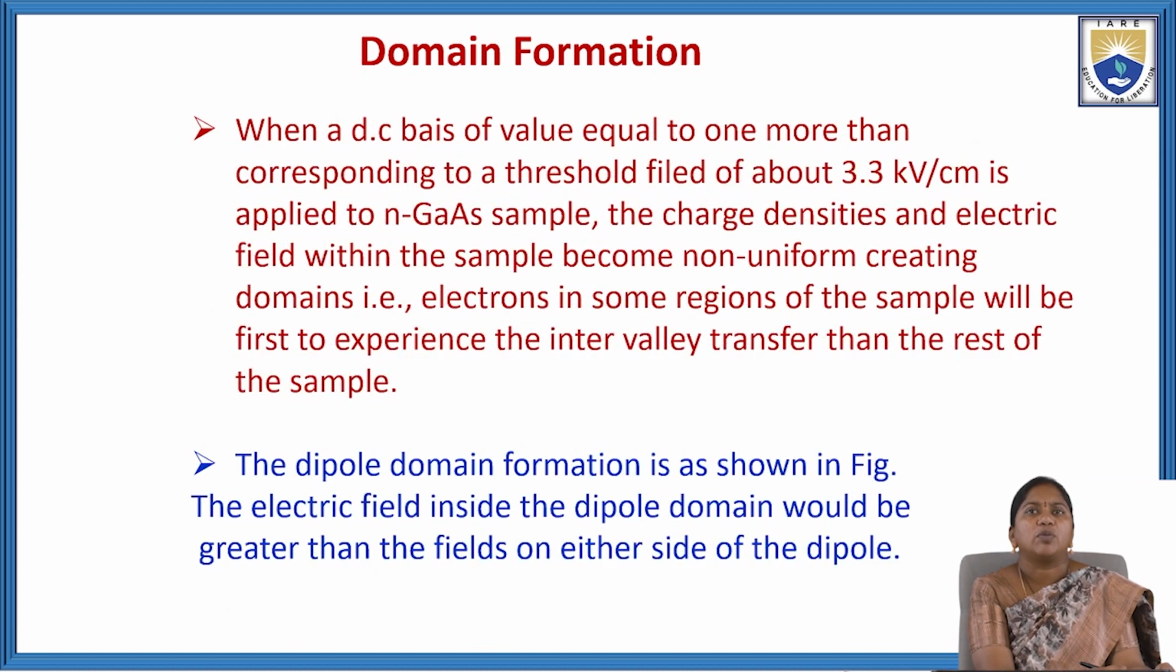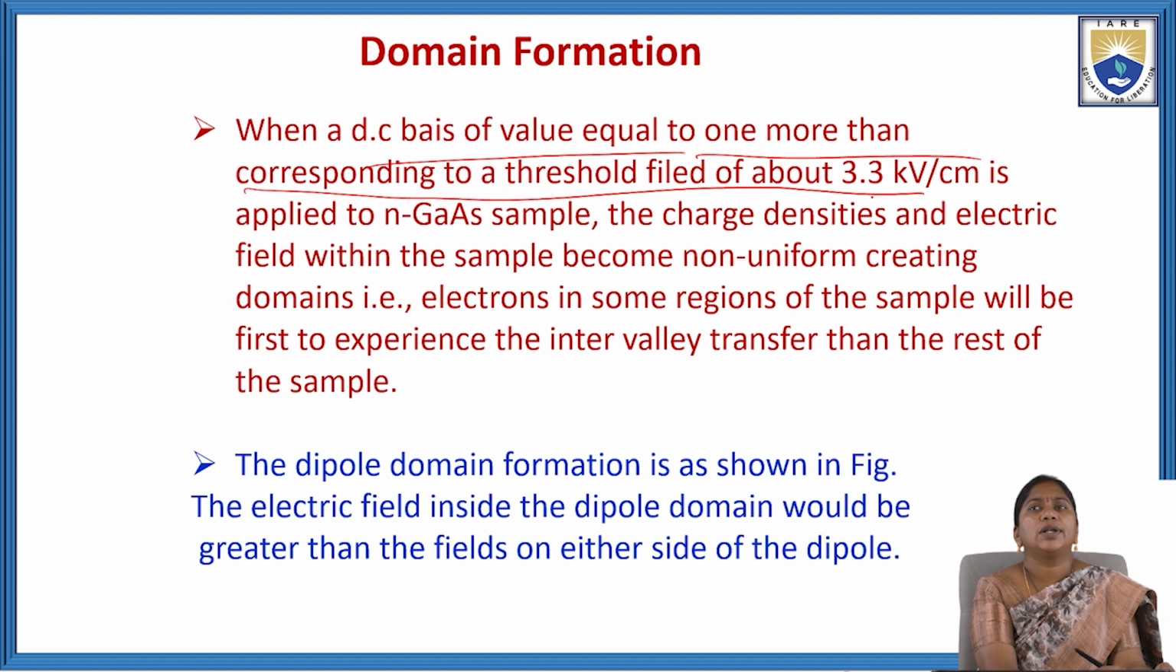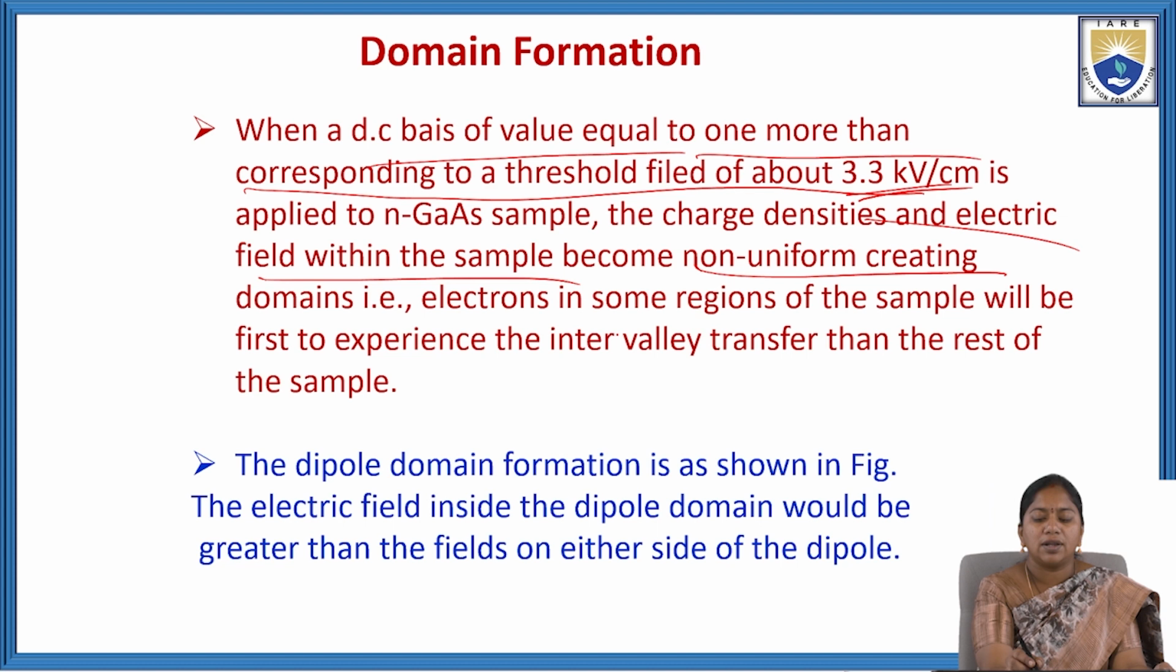So then domain formation. When a DC bias of value equal to 1 more than the corresponding threshold field of about 3.3 kilovolts per centimeter is applied to an N-type gallium arsenide sample, the charge densities and the electric field within the sample become non-uniform, creating the domains. That is, electrons in some regions of the sample will be first to experience the intervalley transfer than the rest of the sample.